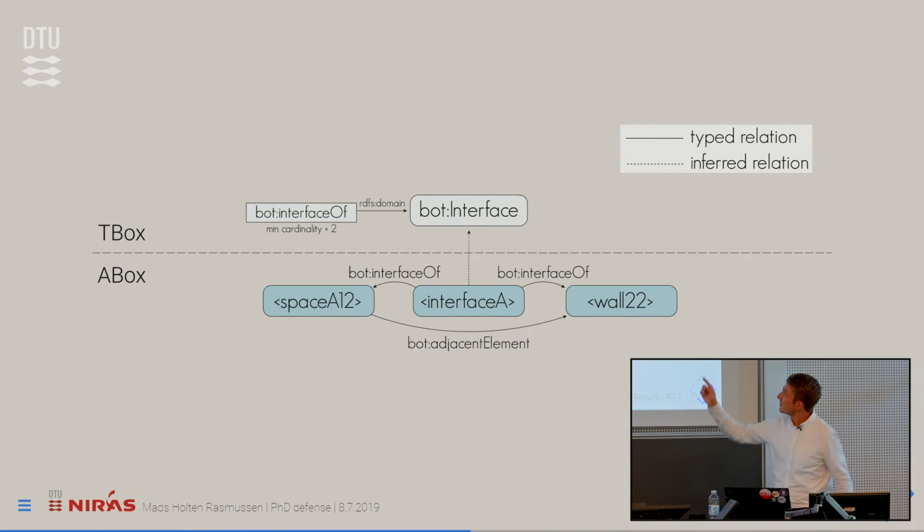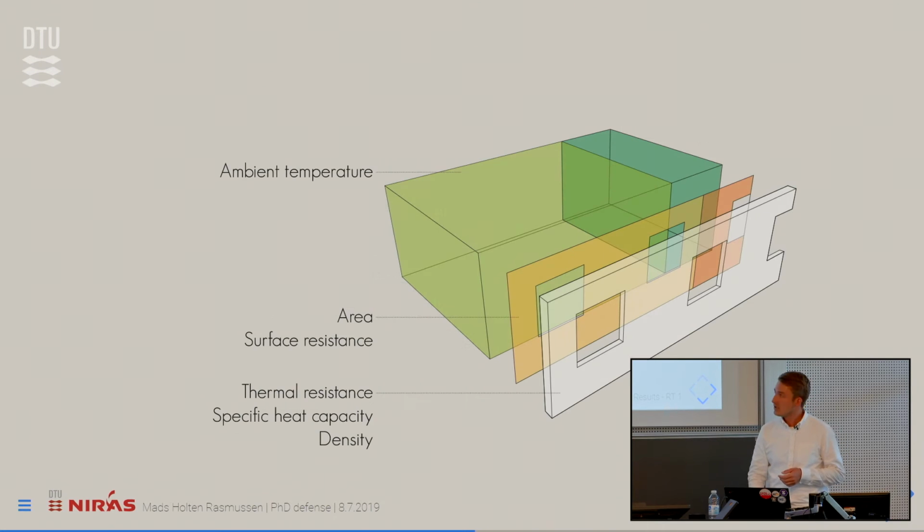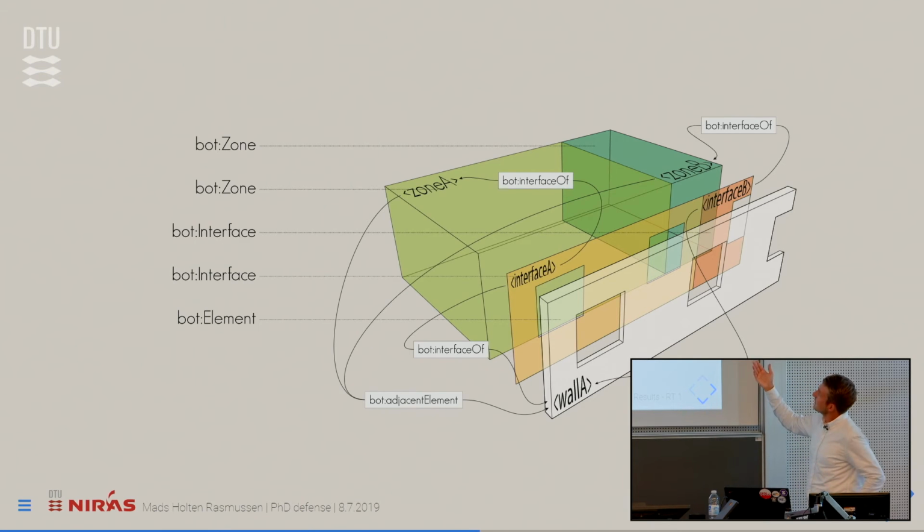So the concept was that instead of just saying the space has an adjacent element, you can put an interface between them and say the space is an interface of both of those, and that way you're able to quantify it. So then we have a situation more like this. You can put the surface resistance there, you can put the area there. Great. And it would look something like this. The interface is an interface of the zone and an interface of the wall, and the same for the other one.